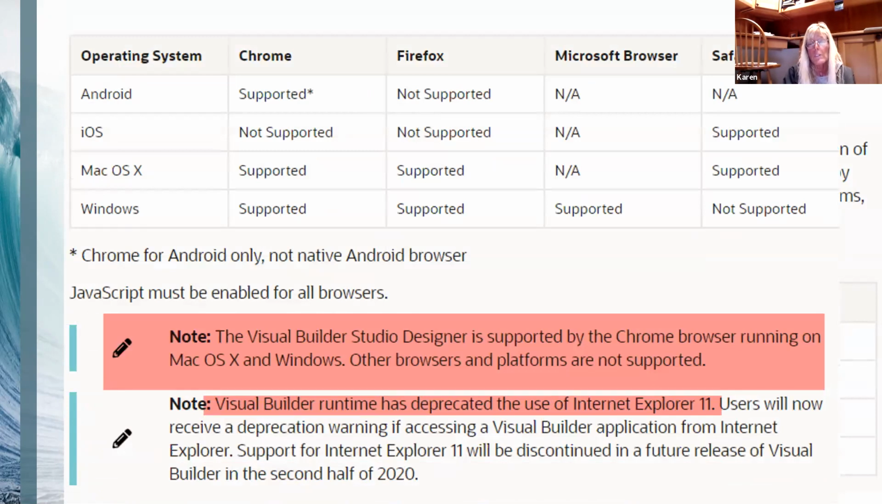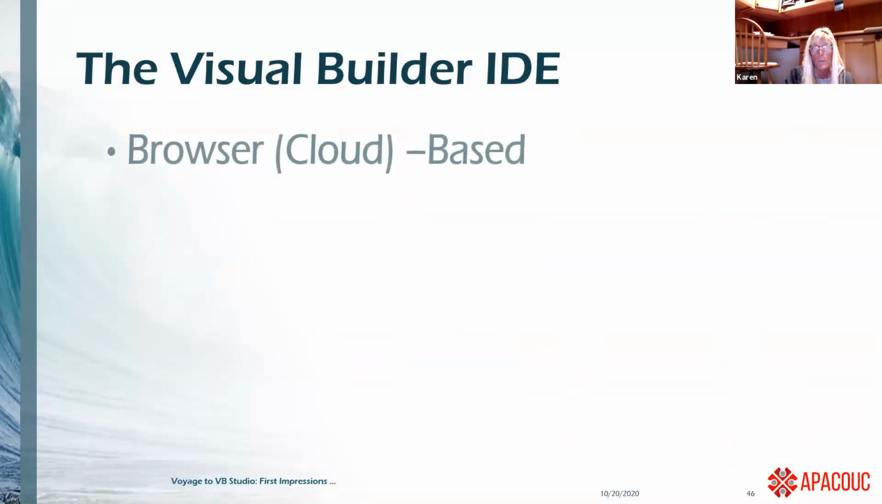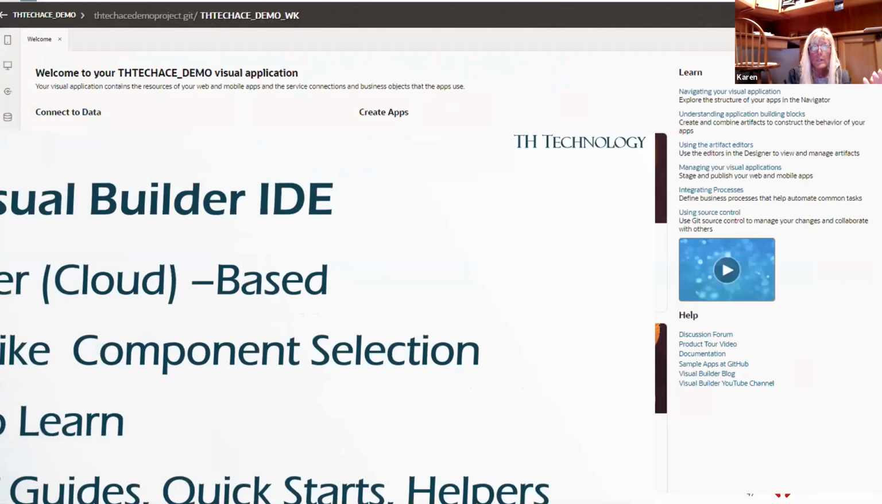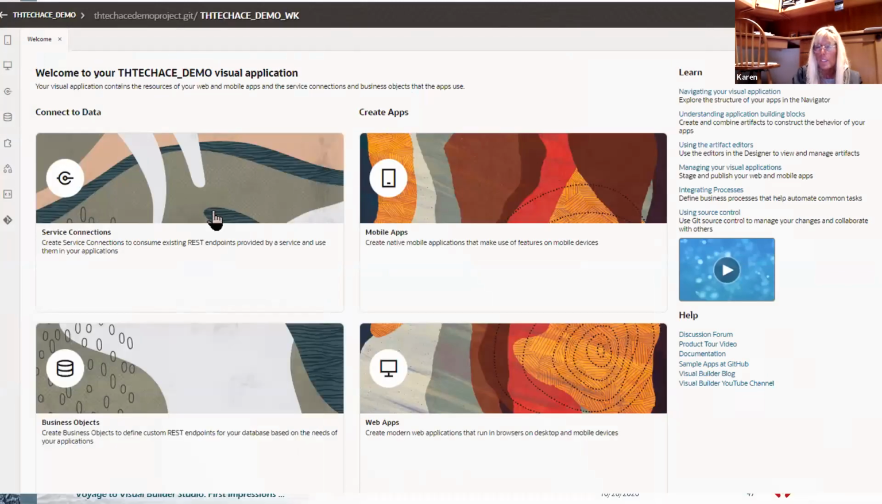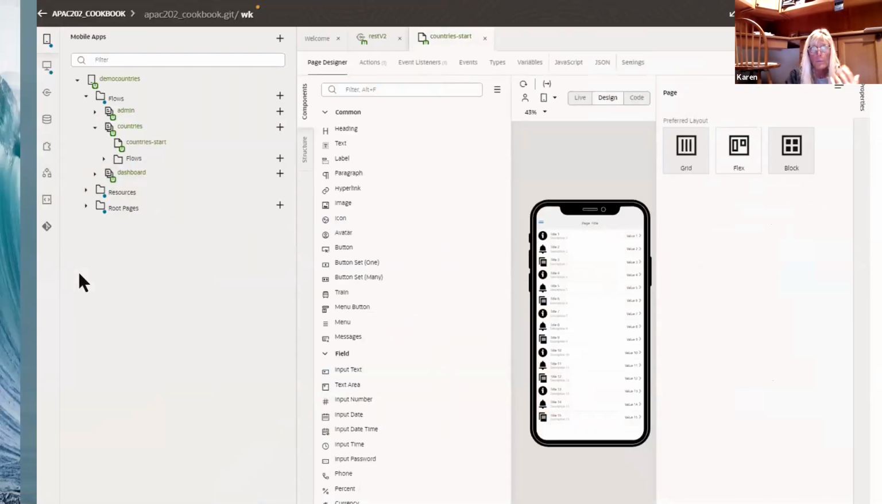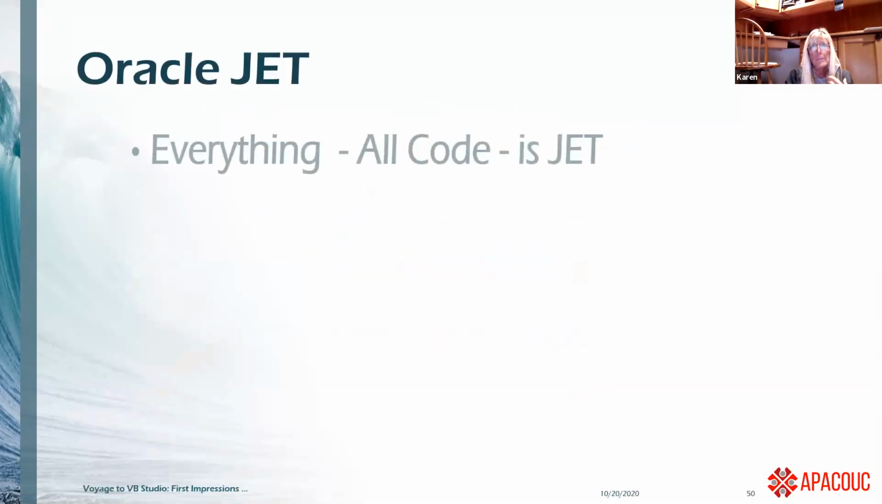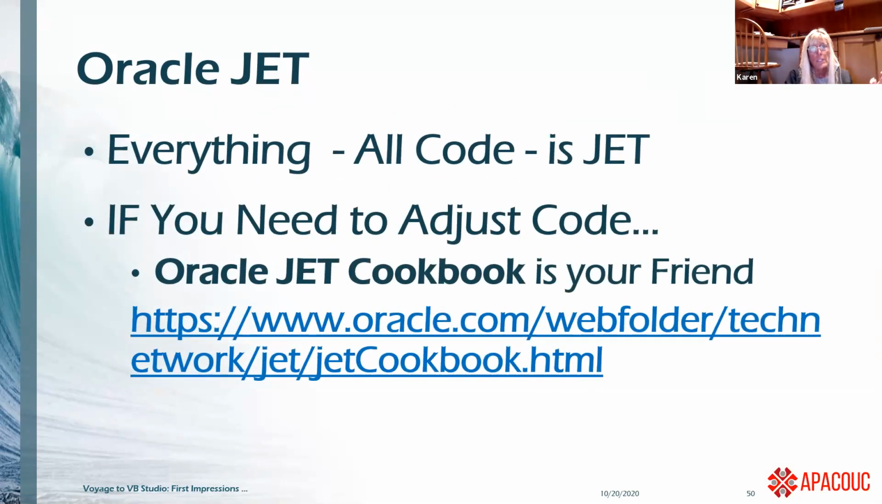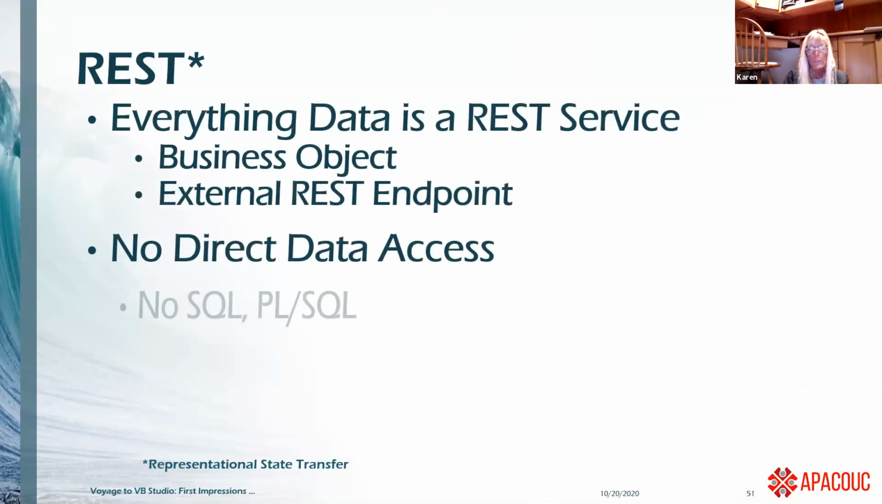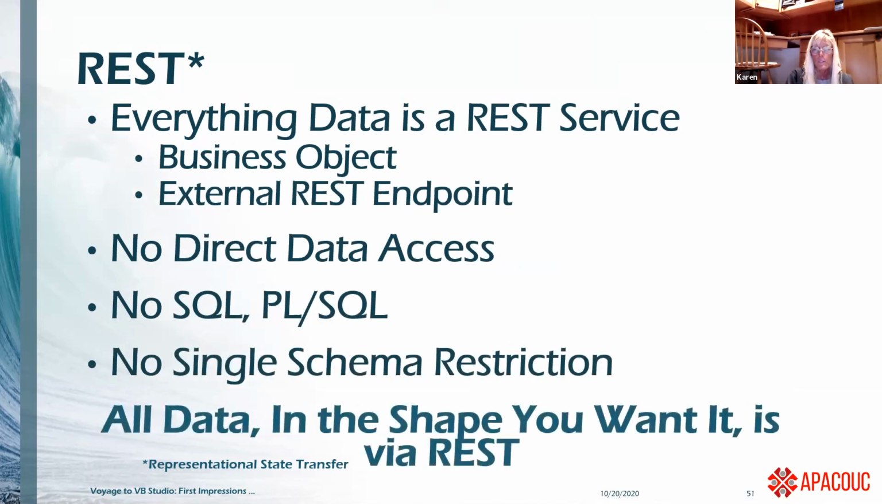Visual Builder Studio Designer, which is Visual Builder, is supported by Chrome. So the IDE I showed you, in Visual Builder Studio, we get the Redwood theme. Visual Builder right now is still the Alta theme. Key points and features, everything's Jet. The Oracle Jet Cookbook is very, very helpful. Anything you can do in the Jet Cookbook, you can pull in as a component in Visual Builder.